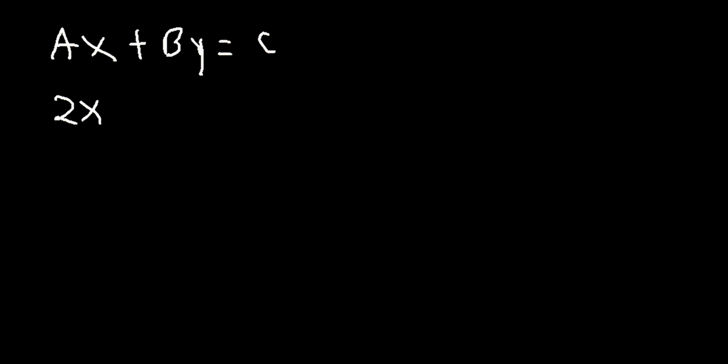But now let's talk about how to graph it when it's in standard form. Standard form is ax plus by is equal to c. So let's say if we have this equation, 2x plus 3y is equal to 6.